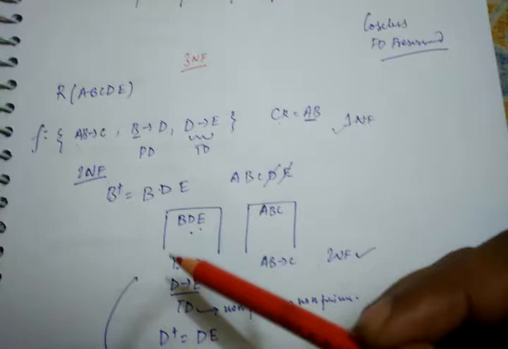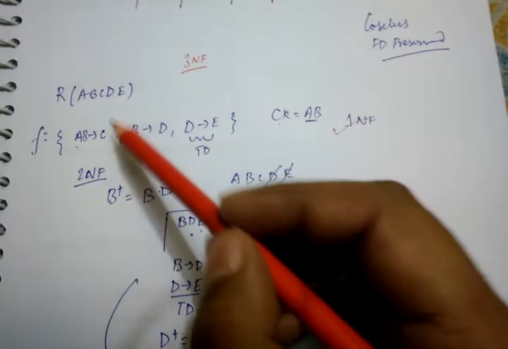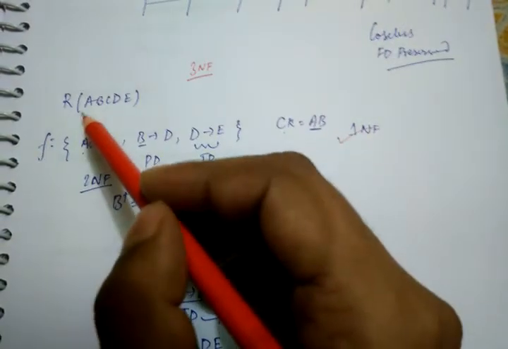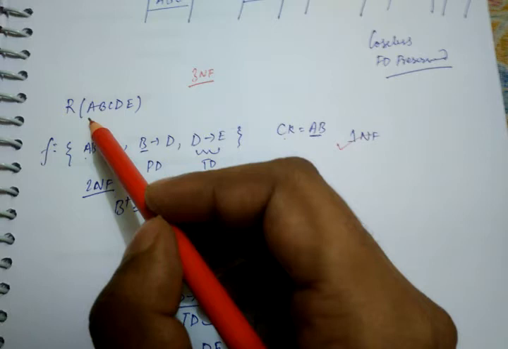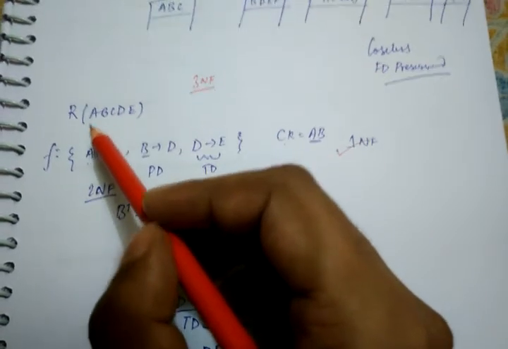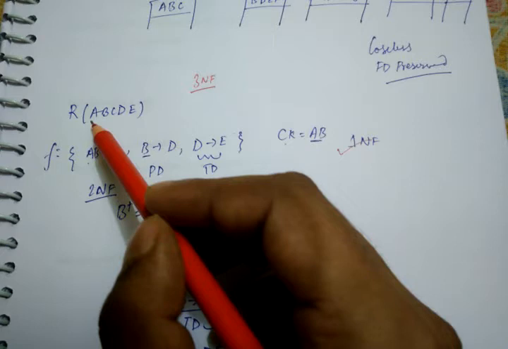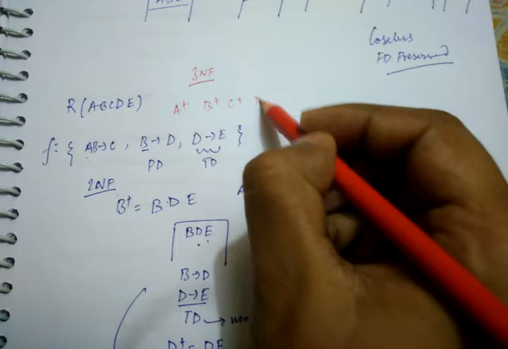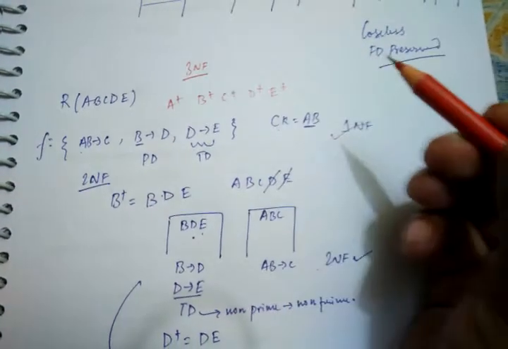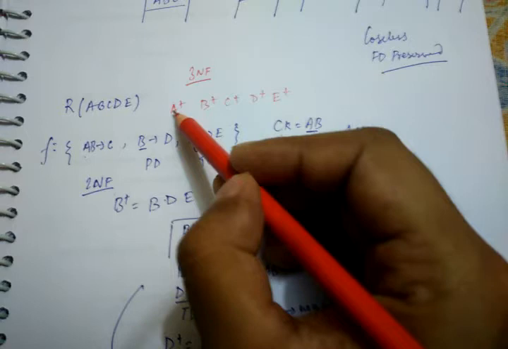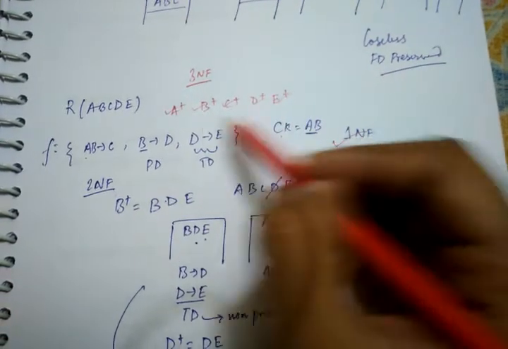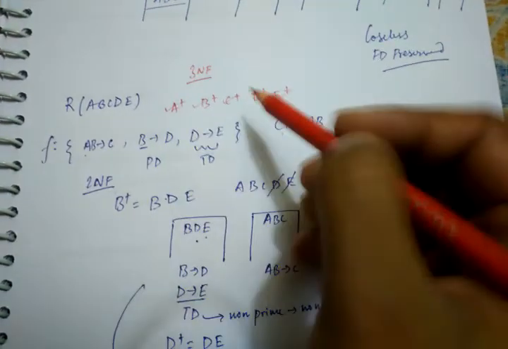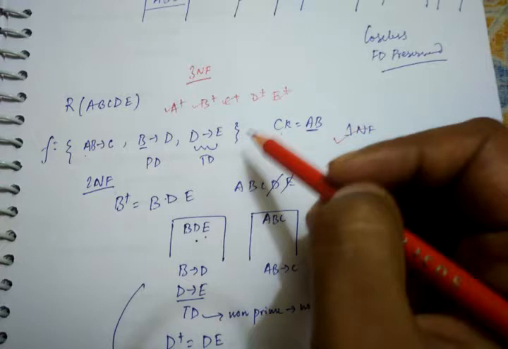The rule for second normal form is to find, first of all, the candidate key for this question. So how to find the candidate key? We will first see whether we have a single-attribute candidate key or not. For that we will find A plus, B plus, C plus, D plus and E plus. If any of these contains all the attributes, then it is a candidate key, or if it is not, then it will not be included as a candidate key.